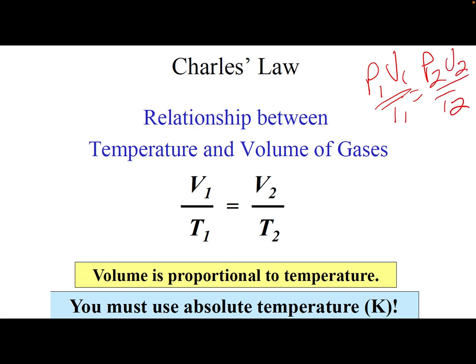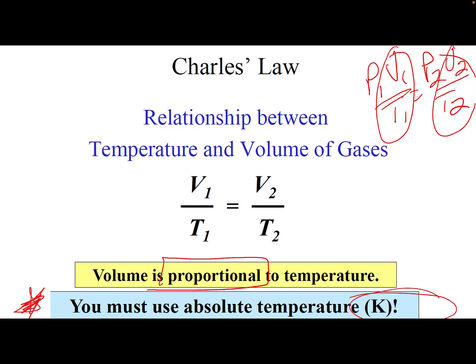All right, now we're looking at V1 over T1 equals V2 over T2. This is a proportional relationship. That means when one goes up, the other goes up. When one goes down, the other goes down. The very important part of that is that you have to use Kelvin temperature to make these calculations.